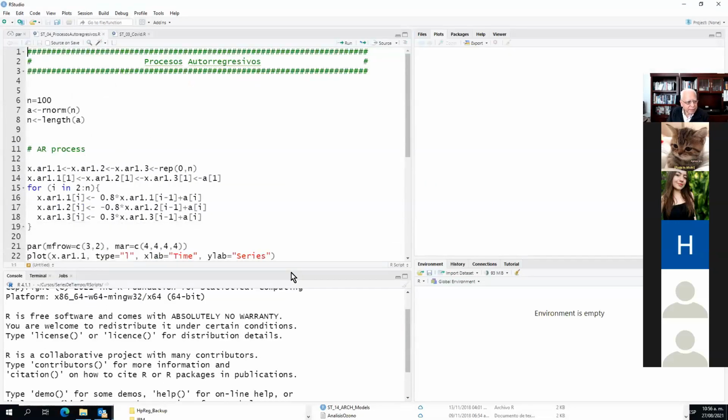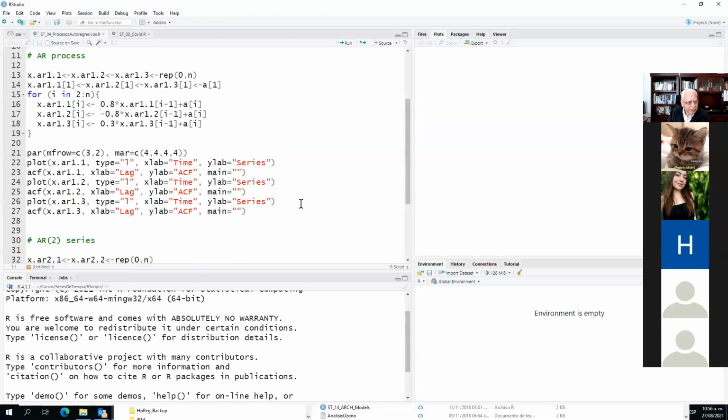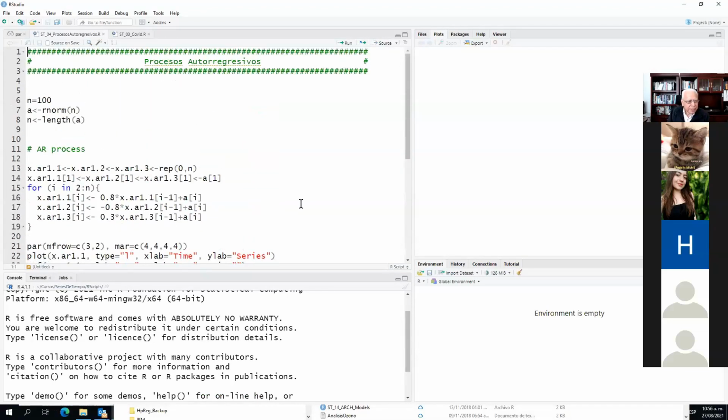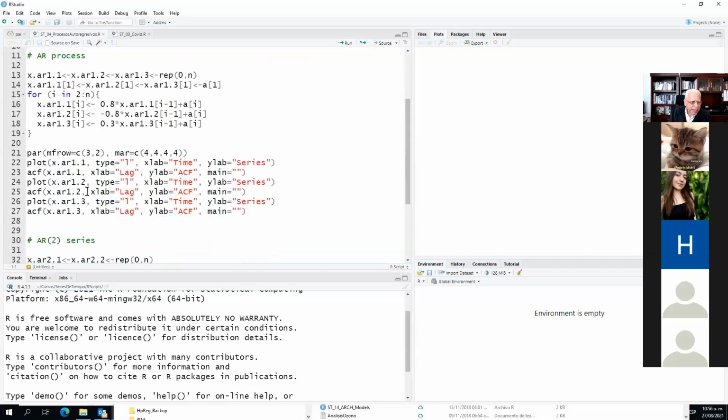This is the script. I'm not going to go over this script now. You have it in Brightspace. All I'm doing here is generating random AR processes, and just plotting their ACF, the series and the ACF. But we'll go into a different script next.